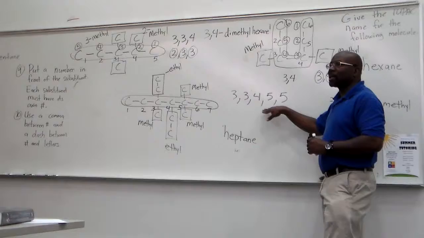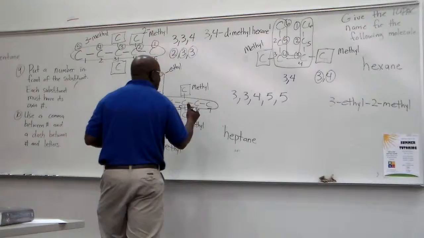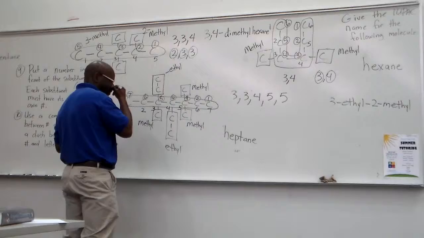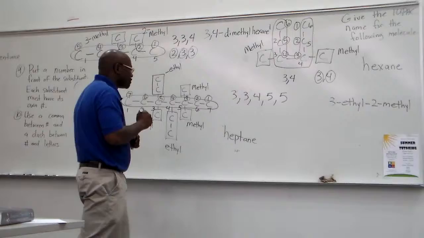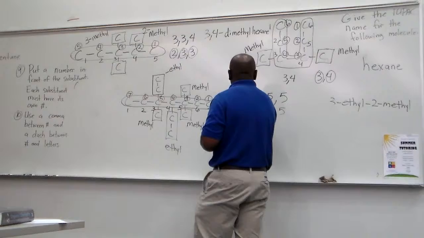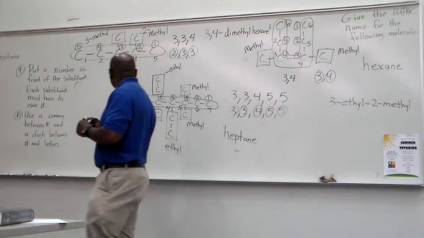This is my number combination when I went from left to right. Now we'll go from right to left, numbering 1, 2, 3, 4, 5, 6, 7. We got 3, 3, 4, 5, 5. Actually, they're tied.